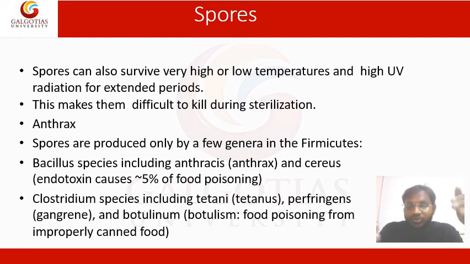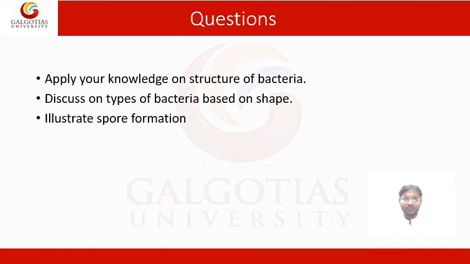Examples of spore formation are Bacillus anthracis and Clostridium. Clostridium spore formation can cause about 5% of food poisoning, and Bacillus anthracis can also cause food poisoning as well as gas gangrene disease.